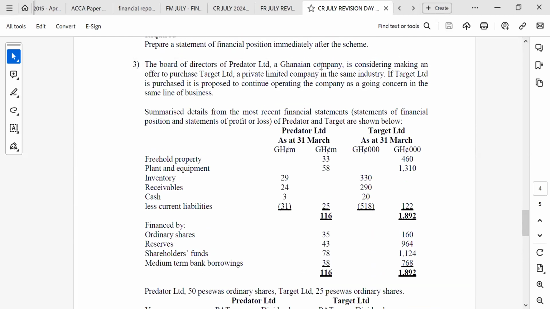Come here. If Target Limited is purchased, it is proposed to continue operating the company as what? The going concern, in the same line of business. If the company will be purchased and operated as a going concern, mostly we use the replacement cost. So if you want to replace the asset right now, what is the value? Or just take it like business valuation, just pick the highest value. Any value that will be available.